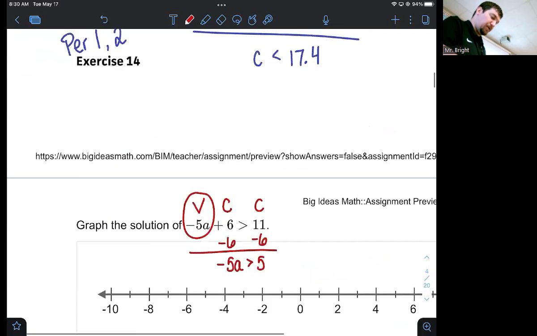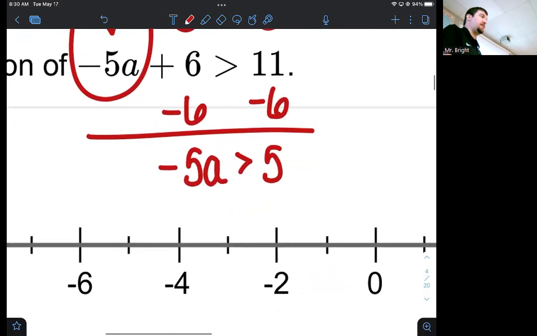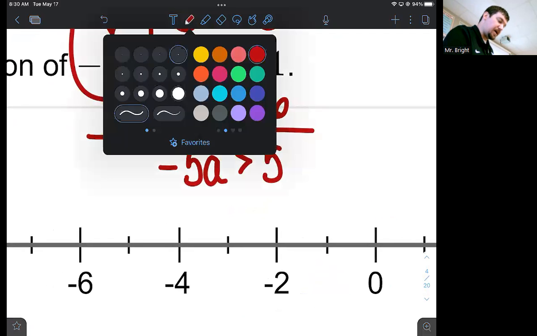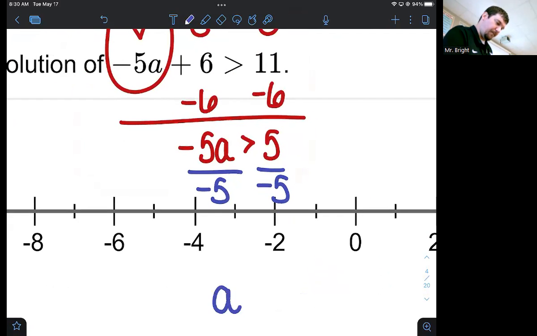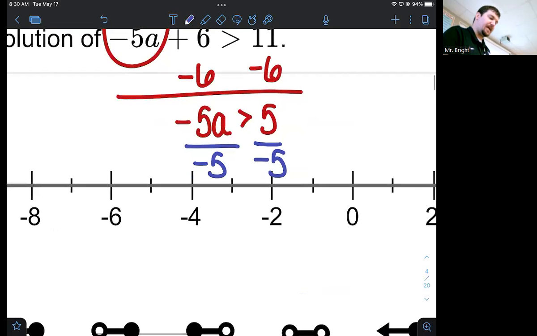Our negative 5 in this problem is being multiplied to the a. And what's the opposite of multiplying by negative 5, Natalie? Dividing by negative 5. So we divide both sides by negative 5. Natalie, what is 5 divided by negative 5? Think 5 divided by 5. And then think how many negative numbers are there? 1 or 2? Just one. So negative 1.